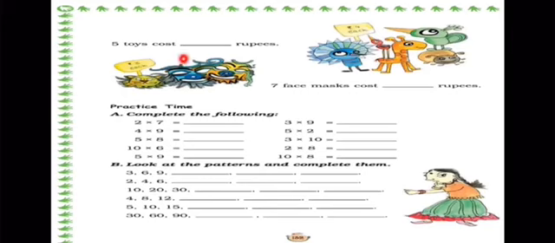Five toys cost how many rupees? So can you see the toys given over here? It's 4 rupees each. So 5 4s are 20. So 20 is the answer.